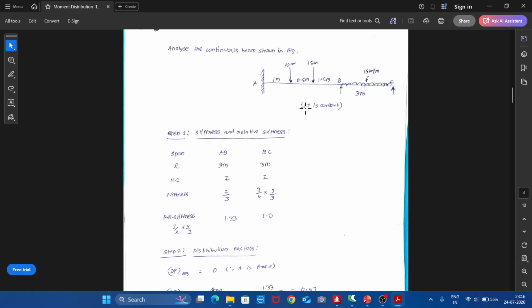So 3/4 into I by L, so 3/4 into I divided by 3. So this is I by 3, and if you simplify this, it will be I by 4.